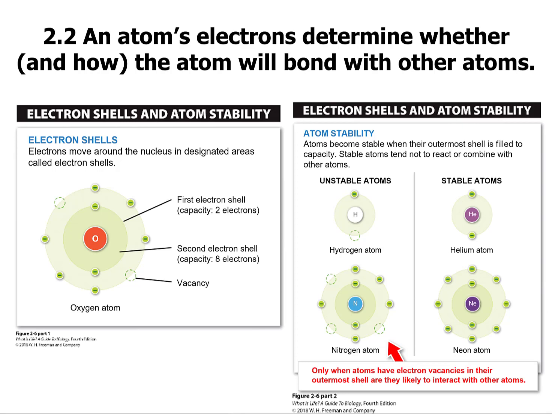So atom stability: an atom is unstable because it needs to fill its shell, but helium has both, and so we know that it's very stable. It's inert, as we talked about. So only atoms that have electron vacancies in their outermost shells are likely to interact with other atoms. Of course, that is the furthermost portion.